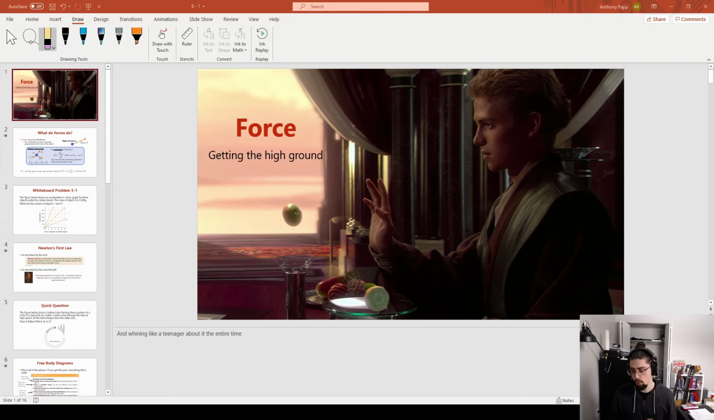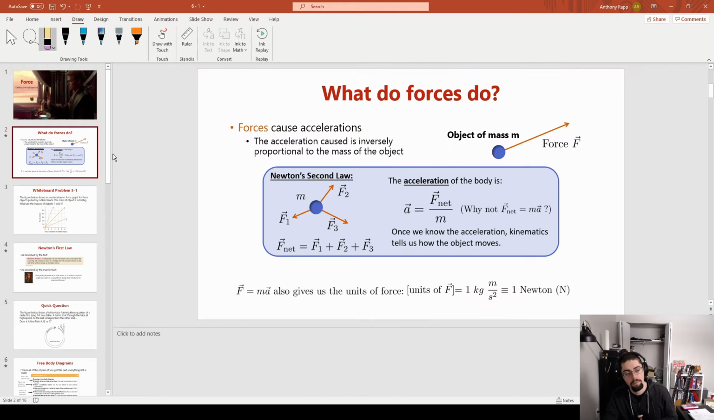So if you've actually gone through the reading and if you looked at some of those things, you'll see there's a variety of different forces that might be acting, but a force is essentially some sort of push or pull that is going to try to change the movement of an object. Let's talk about what they do.